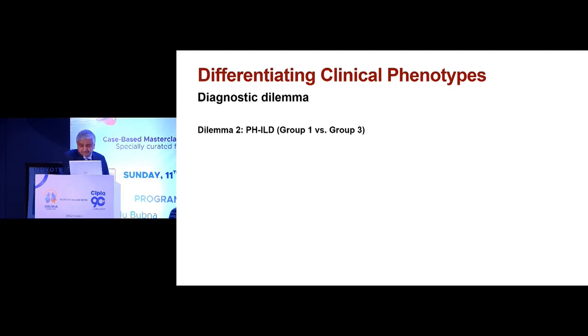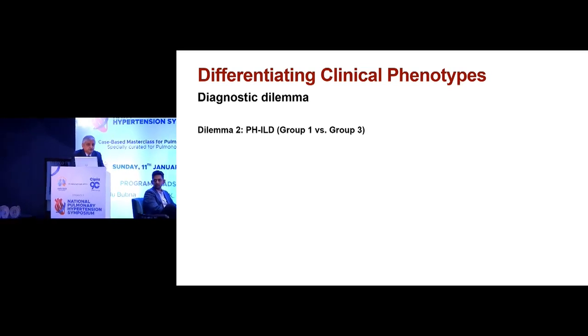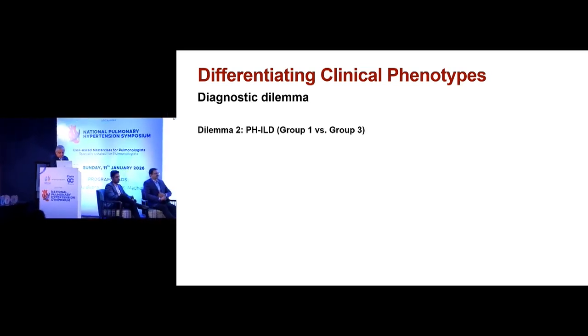Not without right heart cath. Gas exchange impairment will be seen in both of them. Only the cardiac limitation will come if it is primarily because of group 2. Cardiac limitation will come, and it becomes very, very difficult.